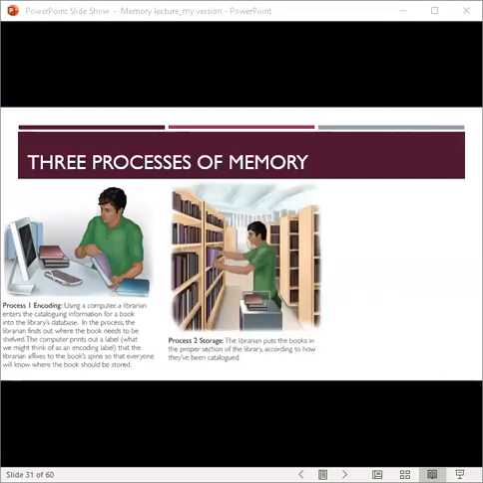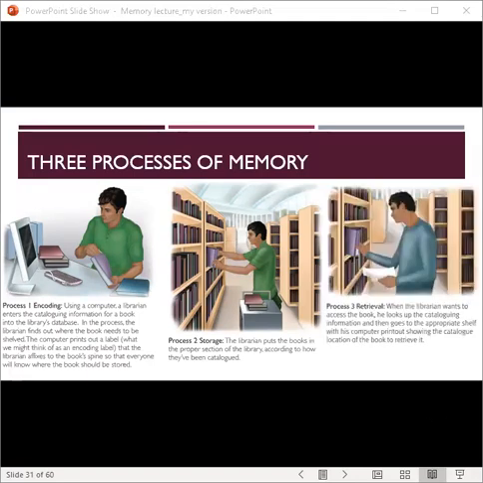Next, the librarian would determine the section of the library where the book belongs and file it away in its proper place. So if it's a fiction book, it goes in the fiction section, a history book would go in the historical section, etc. This is the process of storage, or storing the memory.